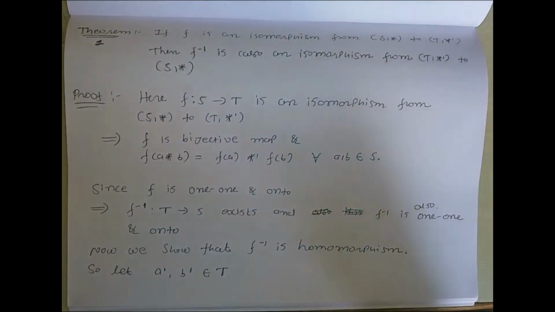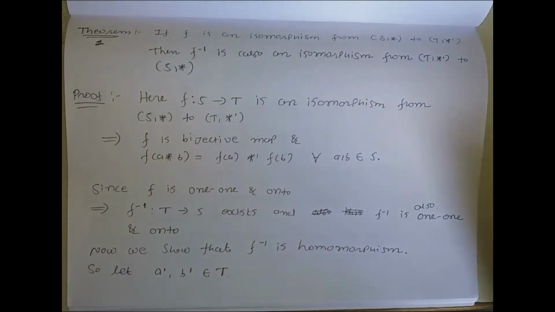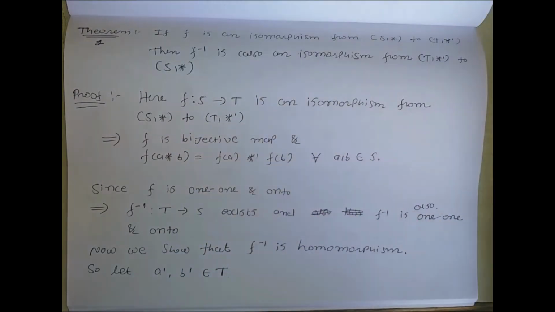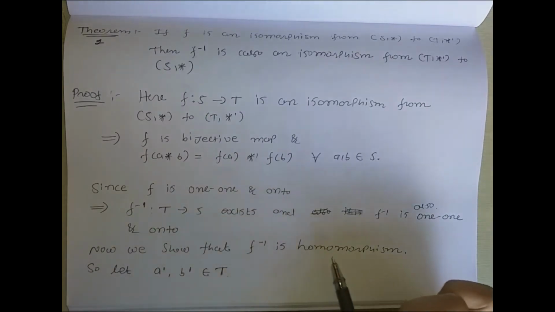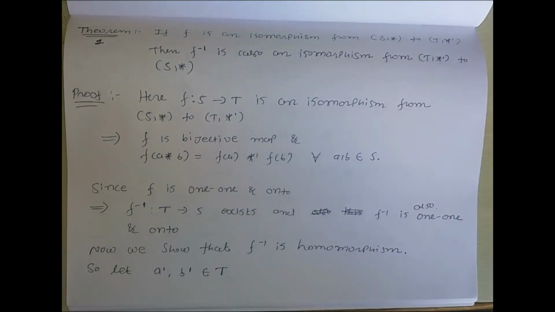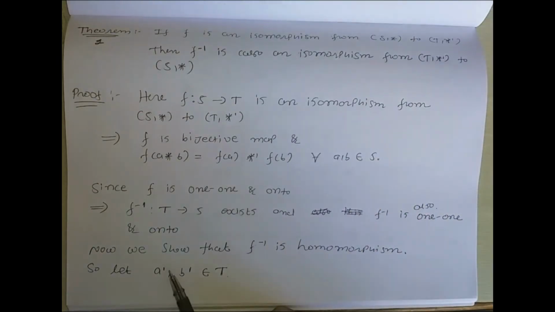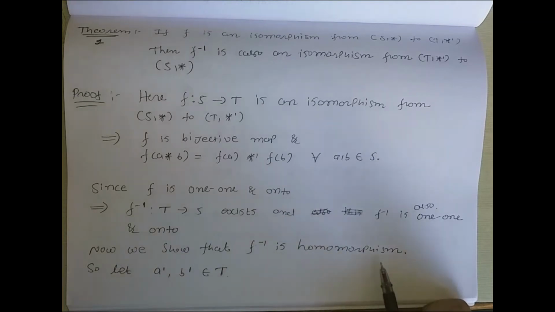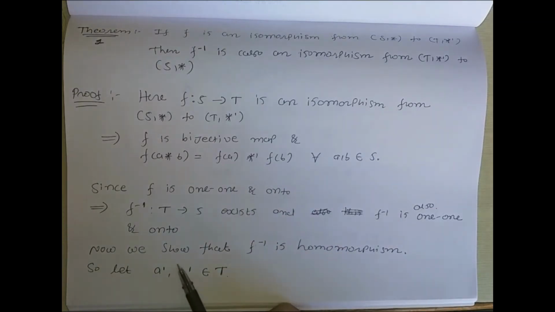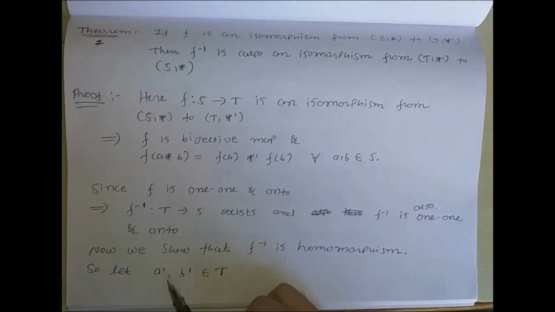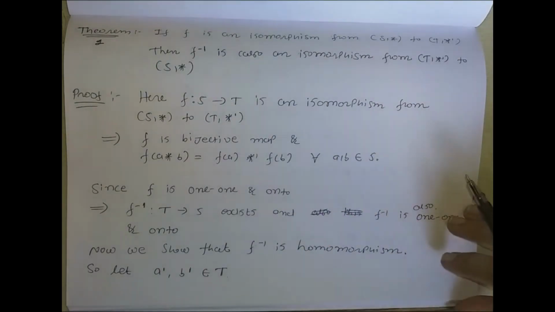Now there is only one condition remaining, which is that f inverse(a' *' b') is equal to f inverse(a') * f inverse(b'). The 1-1 and onto conditions we get from here. So now we will show that f inverse is a homomorphism. For that, consider two elements a' and b' belonging to T, which is the codomain of function f. We have considered a' and b' belonging to T.